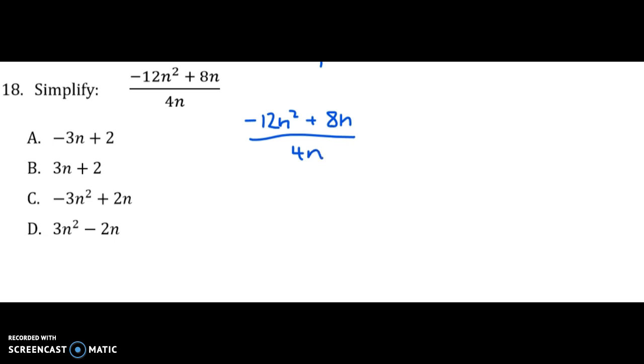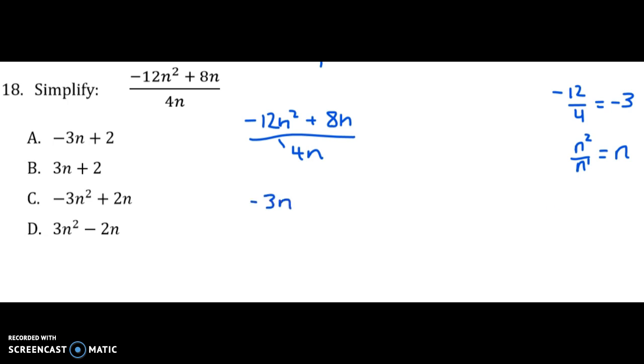So let's first look at taking negative 12n squared and dividing that by 4n. If I look at negative 12 divided by 4, that should give me a negative 3. If I were to take n squared and divide it by n, remember there's a 1 on that bottom divisor, I should get an n left. So for that first division right here, I would have negative 3n.